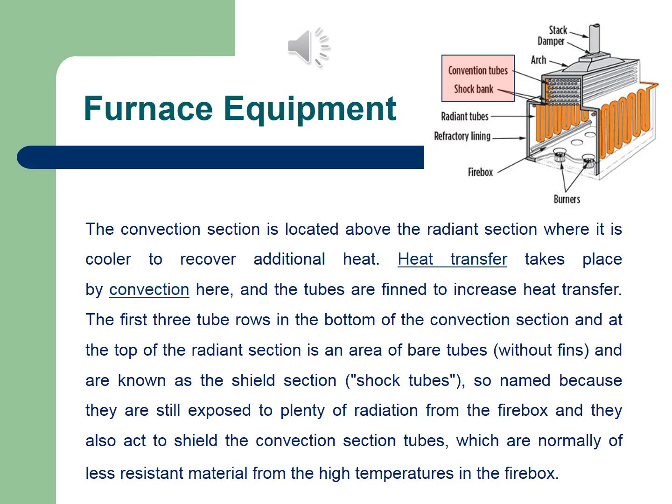The first three tube rows in the bottom of the convection section and at the top of the radiant section area are usually bare tubes without fins and are known as the shield section or the shock tubes. So named because they are still exposed to plenty of radiation from the firebox, and they also act to shield the convection section tubes, which are normally less resistant material, from the high temperatures inside the firebox, of course.